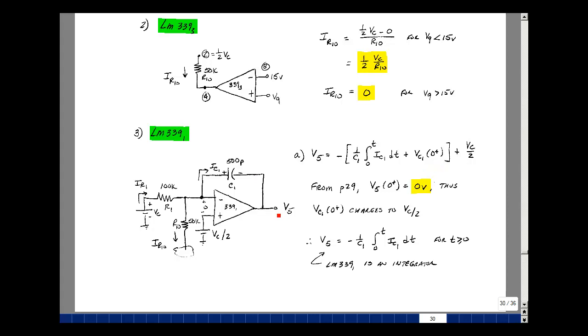Now what we want to do is solve for node voltage 5. Node voltage 5 would be a rise in voltage if we went around the loop this way, and then we'd have a negative drop, the drop across the capacitor, plus 0, plus we have half of the controlling voltage with the voltage divider on the input. What's the initial condition here?